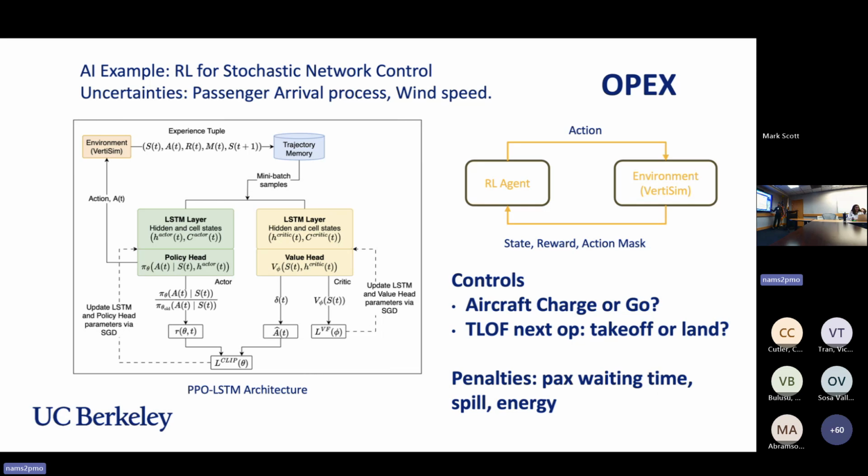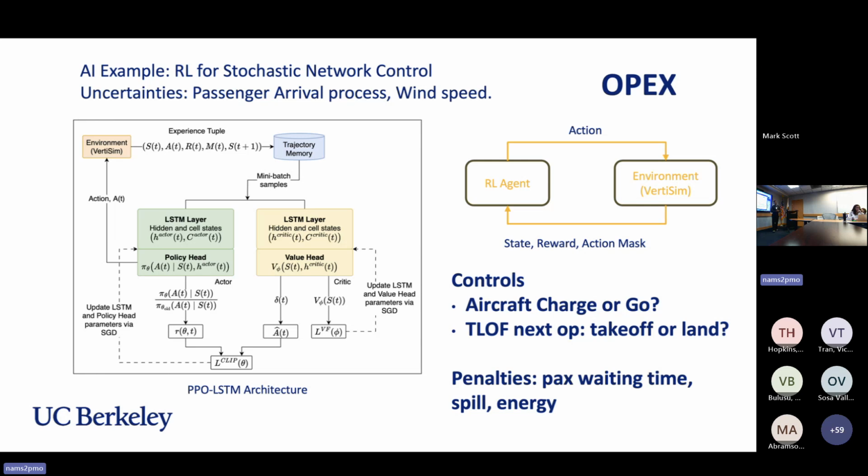And then because I have a simulator and I have demand modeling, I also have stochastic wind models, which we built because wind has a significant impact upon energy too, in this market at least. These are the two sources of uncertainty, and then I train reinforcement learning, which controls two things. At a particular time with an aircraft, should we charge it or should we dispatch it? And then, with the TLOF, there's an aircraft waiting to land, an aircraft waiting to take off, what should I do?